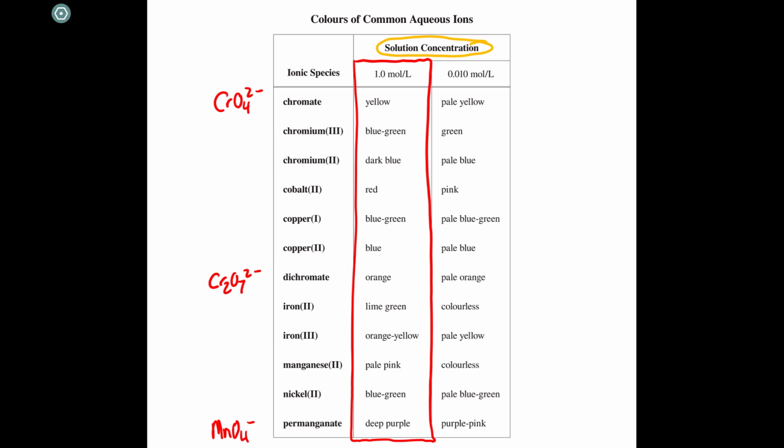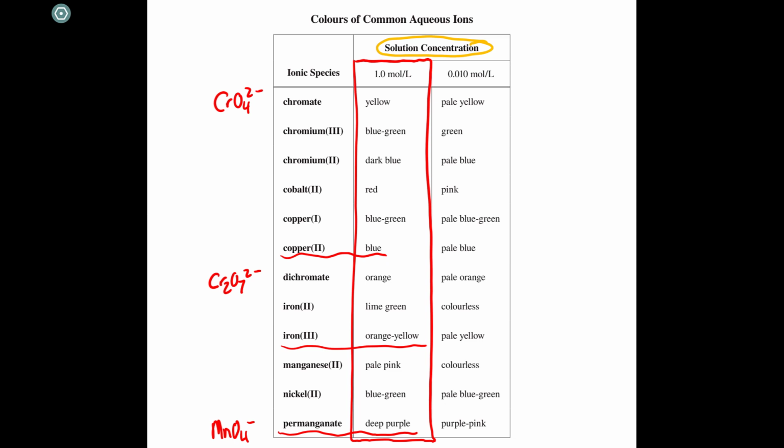This is much less concentrated, so anything in here would be a solution color. So for instance, ones we come across a lot: copper 2+ being blue, permanganate being deep purple, iron being an orange yellow. Anything that does not appear on here, we assume to be clear and colorless. So for instance, sodium is not on here, so a sodium solution would be clear and colorless. We know this because salt water is clear and colorless and it contains sodium ions.